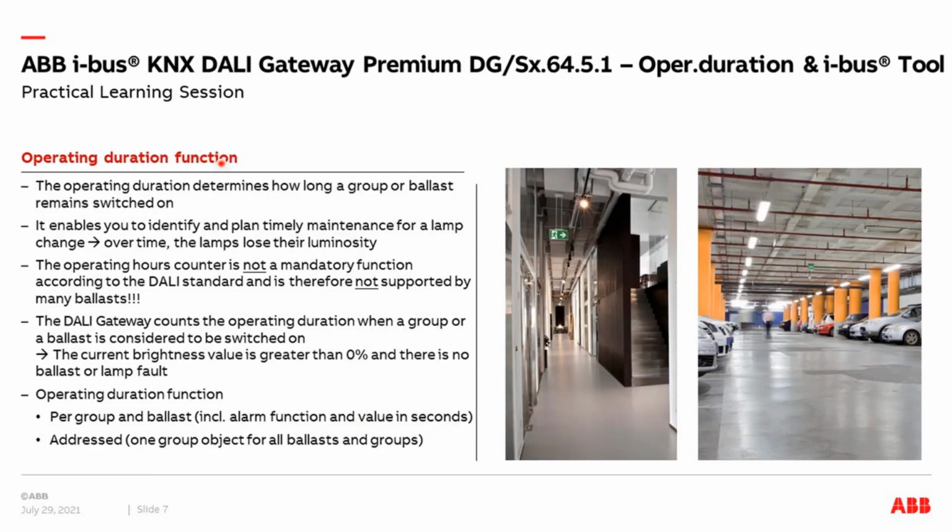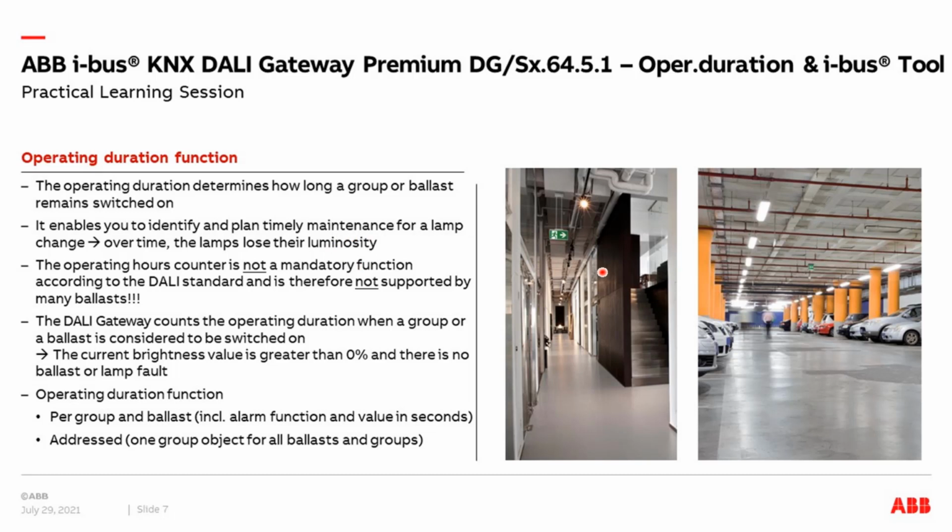Then we come to our function 1 of today, the so-called operating duration function. So what does it mean? The operating duration function determines how long a group or a ballast remains switched on. So we get the operating duration in hours or in seconds, depending on the parameter settings. We don't say hours because we also get the values in seconds. That's why we say operating duration. With this value, we can identify and also plan timely maintenance for a lamp change.